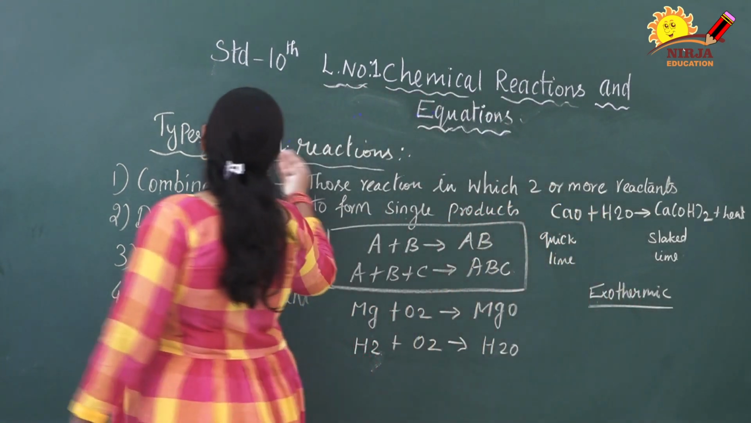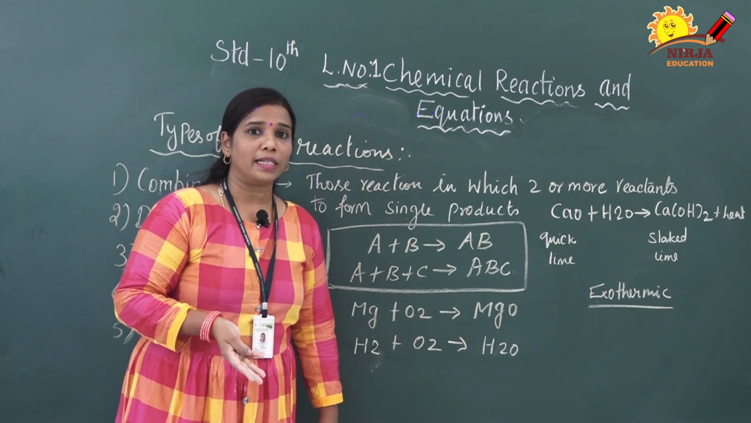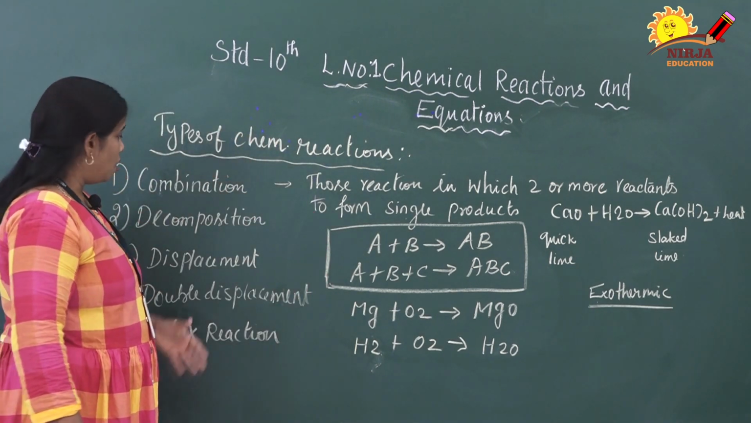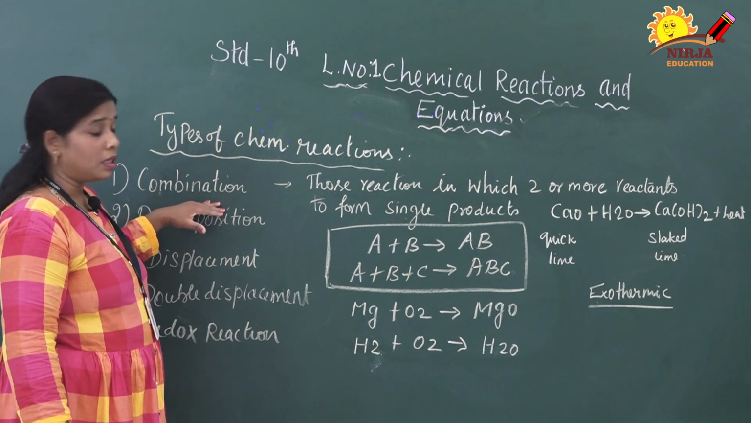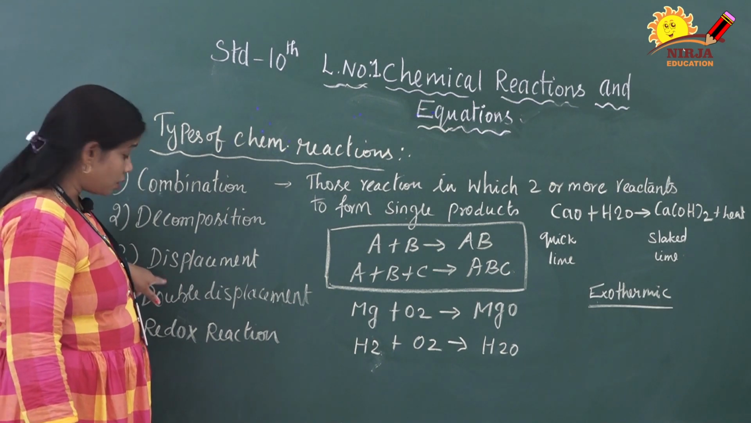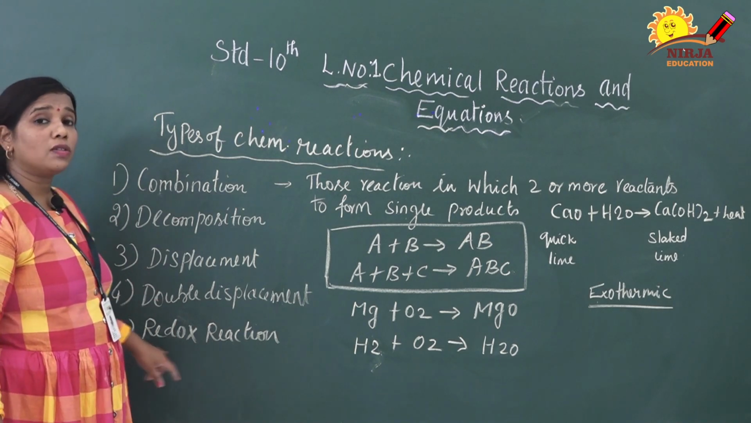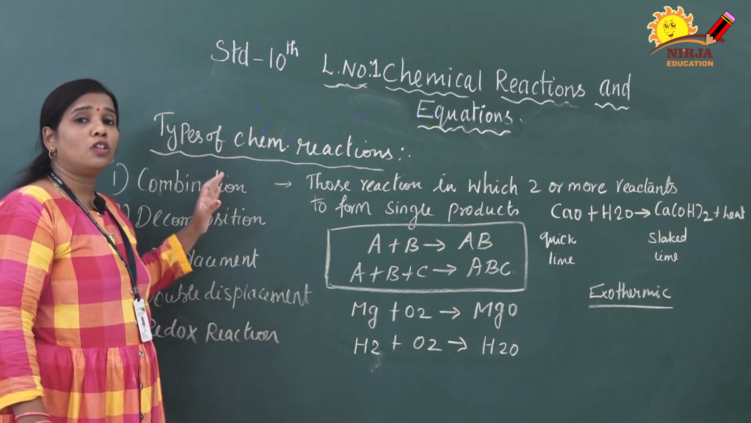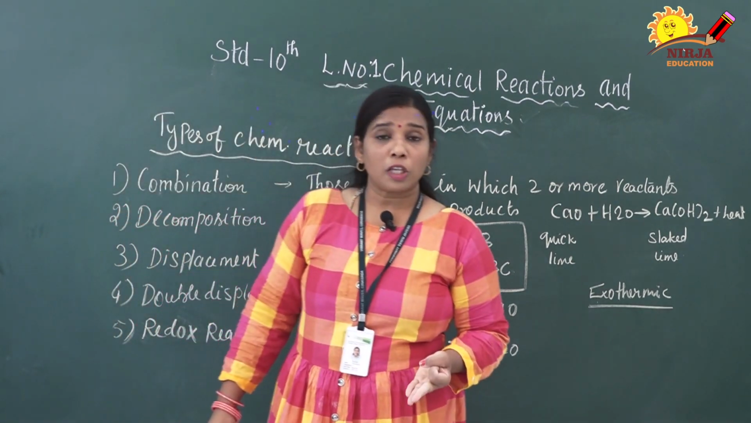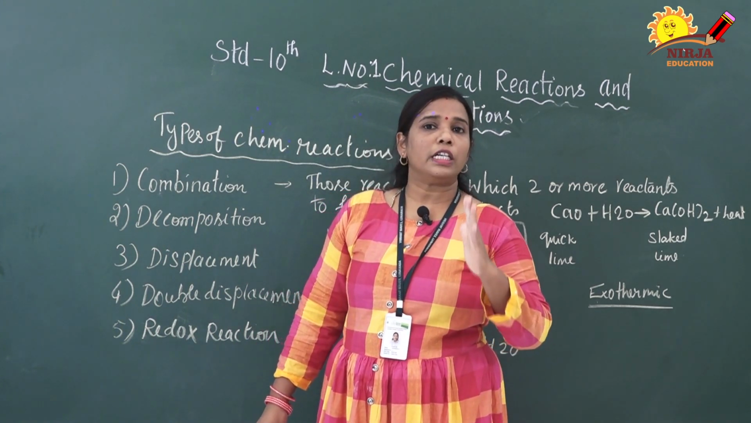Now, types of chemical reaction. Previously we discussed what a chemical reaction is and why we want to balance the equation. There are 5 different types of chemical reactions. The first one is combination reaction, the second is decomposition reaction, the third is displacement reaction, the fourth is double displacement reaction, and the fifth is redox reaction.